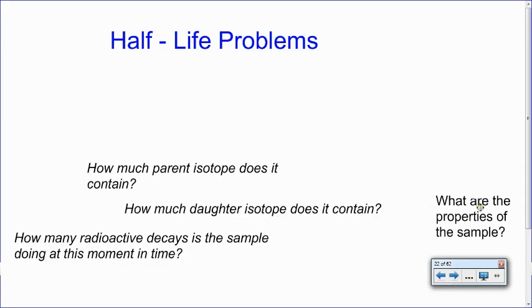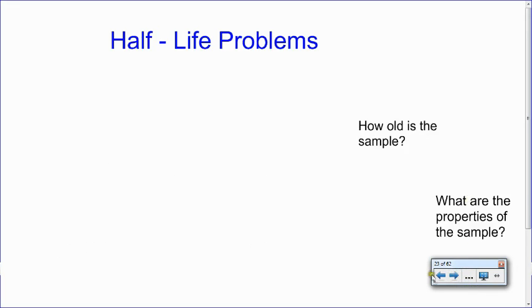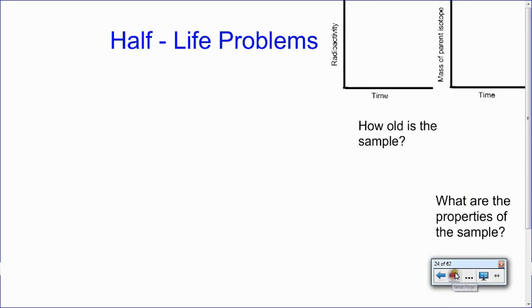And if we're going to look at properties of a sample, what we mean by properties are things like how much of the different isotopes are in the sample, the parent isotope, the daughter isotope, and how radioactive is the sample. So, these are the two questions we're going to look at. Now, they seem quite simple, but with radioactivity you can measure half-life in two different ways.